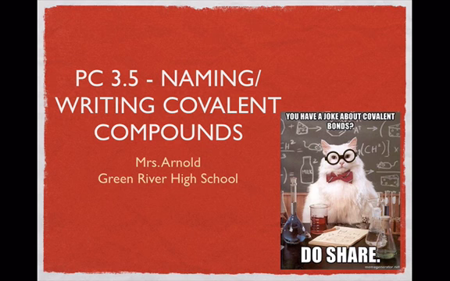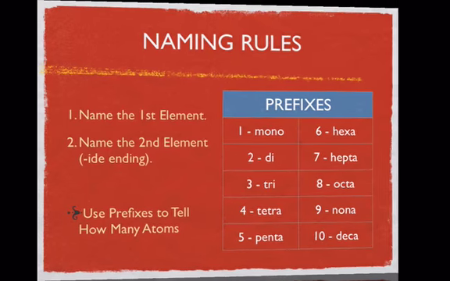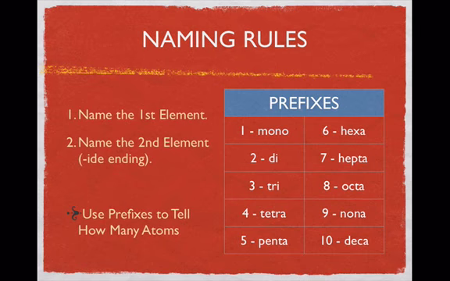This is podcast 3.5 for chemistry, and today we're going to move on away from ionic compounds and we're going to talk about naming and writing covalent compounds. So the first one, naming rules for covalent compounds, they look similar. You name the first element and then you name the second element, giving it the "-ide" ending. That is a lot like the ionic compound naming rules. We just need to add in the idea of prefixes though.